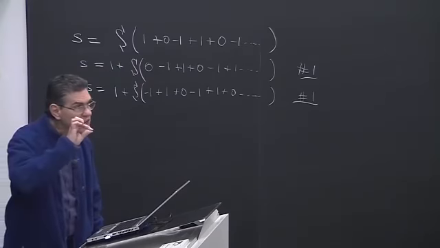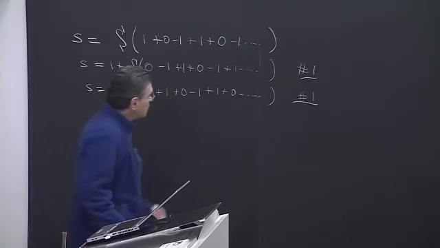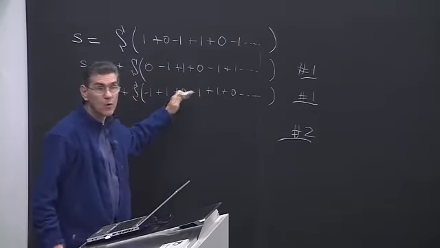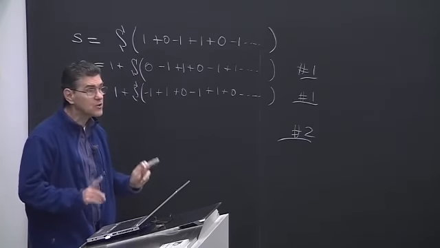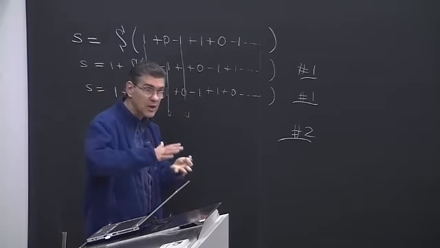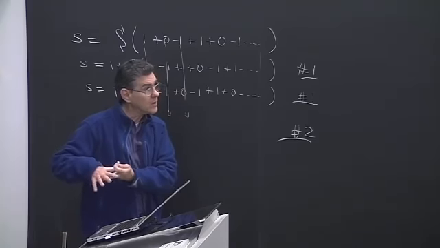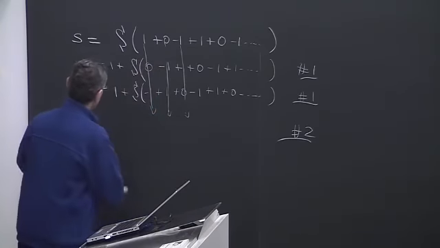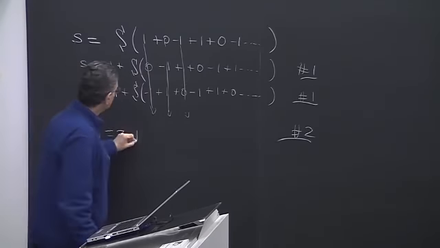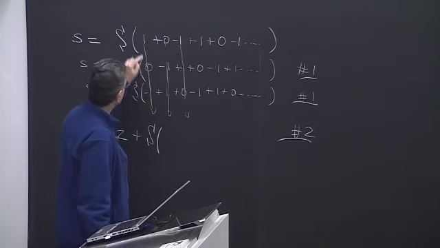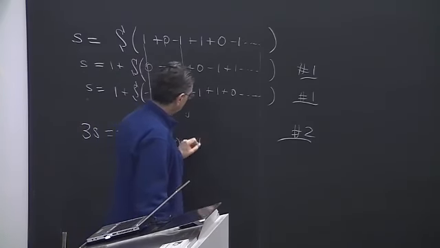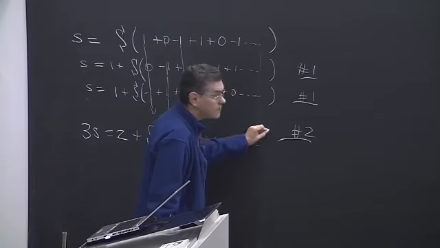Aha! Without changing the order of the terms, let's use axiom number 2. Let's add this up without changing the order of the terms in the series. So I'll add up these 3 numbers, these 3 numbers, and these 3 numbers. That's just adding these numbers, one at a time. So what do we get? If you add it up, you get 3s is equal to 2 plus the sum of 0, plus 0, plus 0, plus 0, plus 0, and so on.